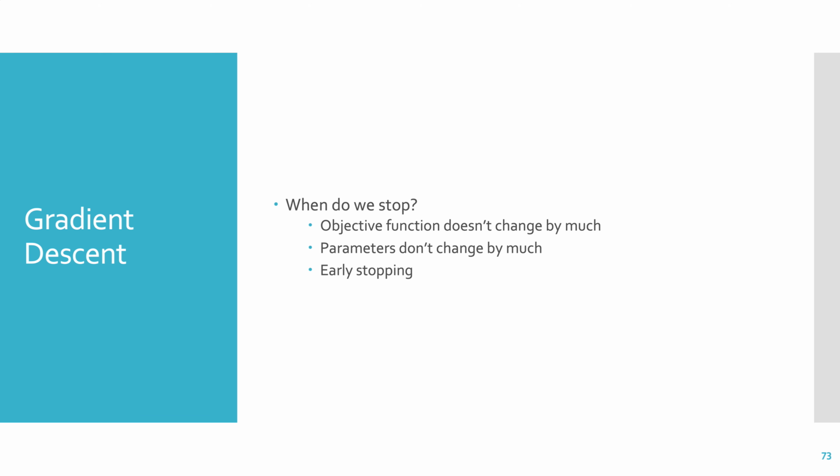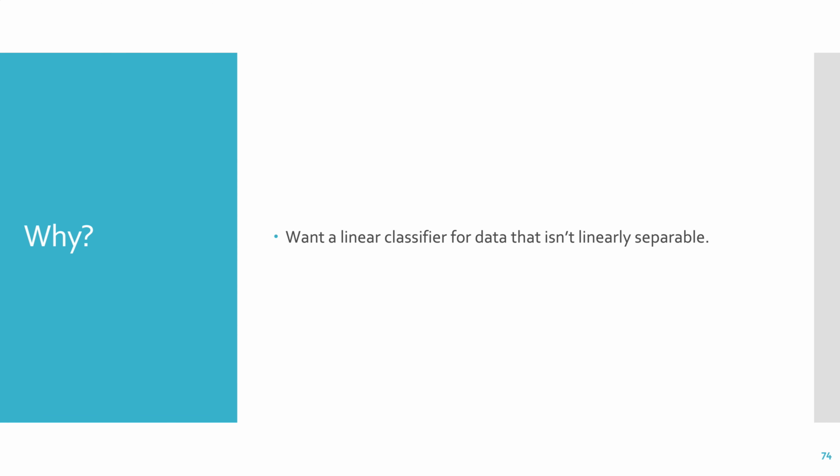Why are we doing all of this? Where did all this math come from? Remember, we want a linear classifier for data that isn't linearly separable. What we could do is just run the perceptron algorithm and stop it early because we don't know if the data is linearly separable or not. Or we could choose a loss function that's appropriate for the problem we're trying to solve and use gradient descent, and that will give us a w and b that describe a linear classifier but doesn't completely separate the data.